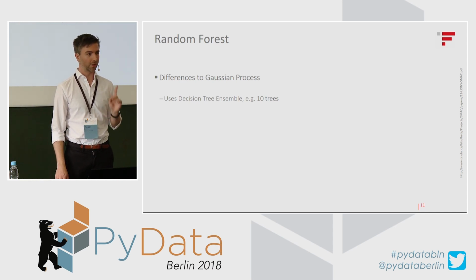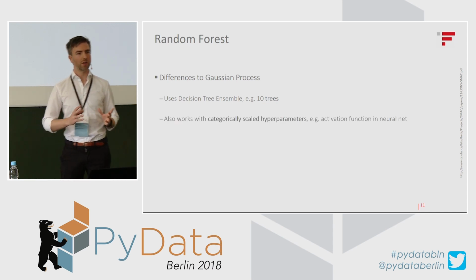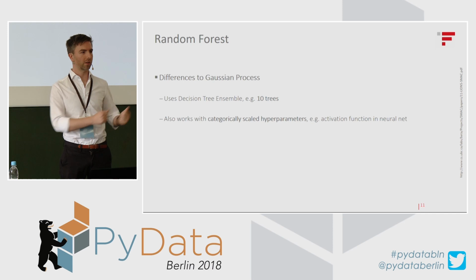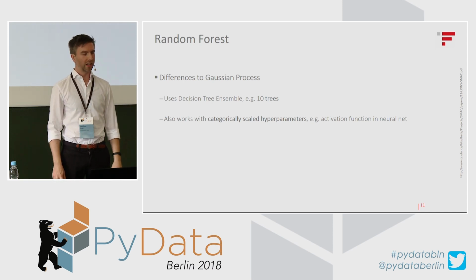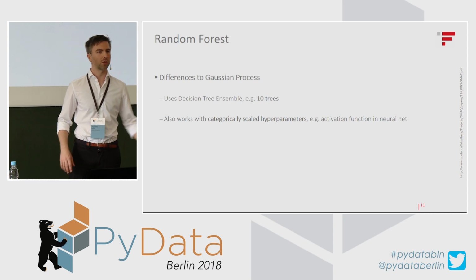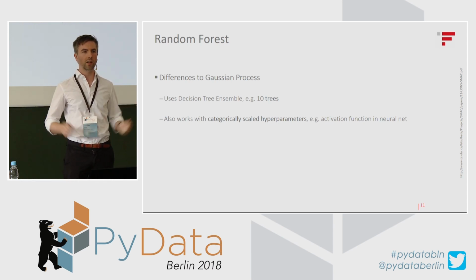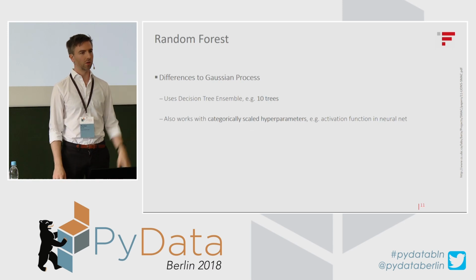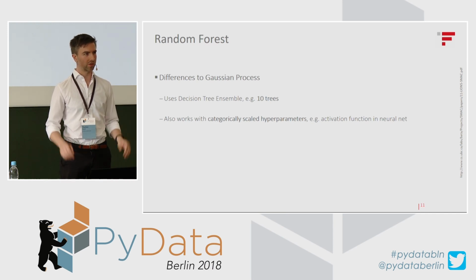One major advantage of the random forest is that in your model that predicts model performance from your hyperparameters, you can now integrate categorically scaled parameters. For example, the activation function of a neural net. If you want to model the interaction between that and the learning rate, and not separately, you might want to look at the random forest there. So, well, the rest is more or less the same.